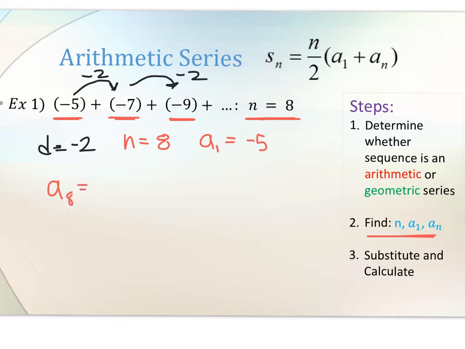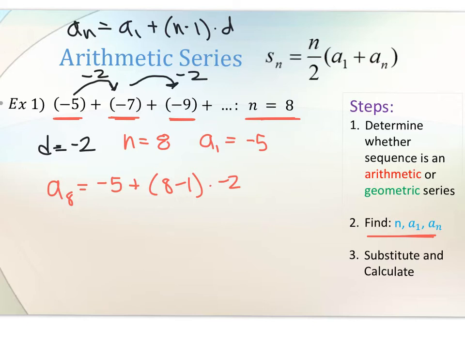So I use my explicit formula: -5 plus 8 minus 1 times -2. Now if you don't remember your explicit formula, a sub n equals a sub 1 plus n minus 1 times d. So I still need to have some of that information. I plug that in, and I follow my order of operations, and I get -19. So that tells me that my last term, my a sub n, would be -19. Because I told you we need to find our first term and we need to find our last term.